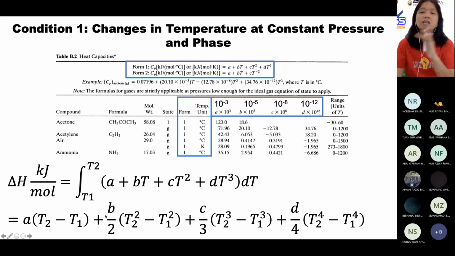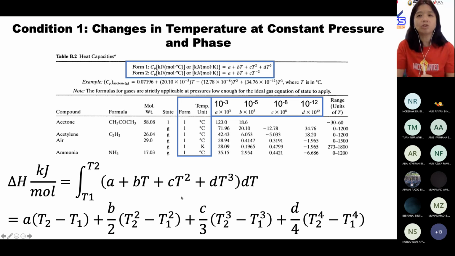Formula dia kata dia akan menjadi B per 2. The B kamu tengok dalam table. And don't forget multiply with 10 power minus 5. Again, divided by 2. In bracket, T2 power of 2 minus T1 power of 2. Means katakan T1 is 25, so 25 power of 2, T2 is 42.5, 42.5 power of 2 minus 25 power of 2. So on and so forth.